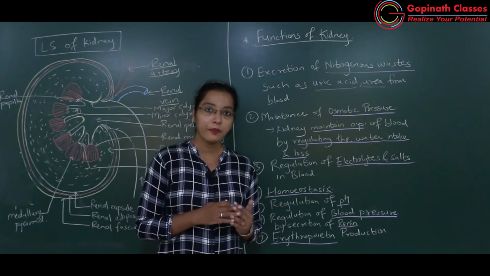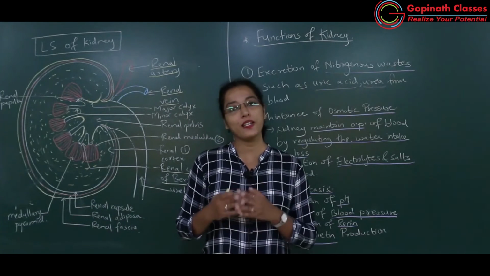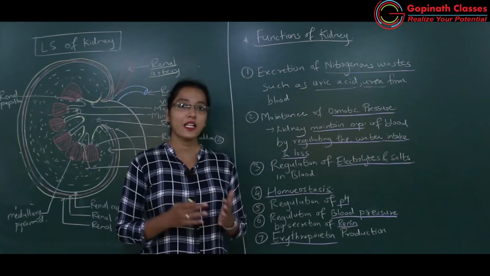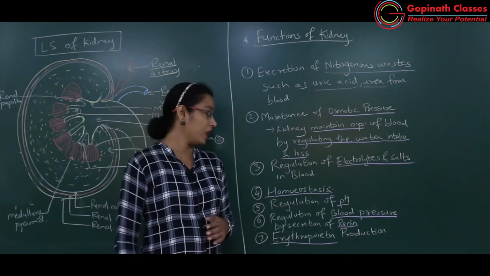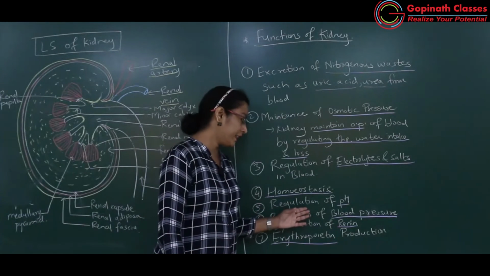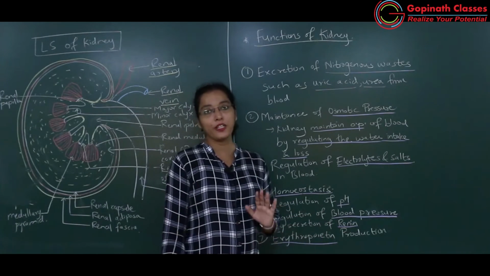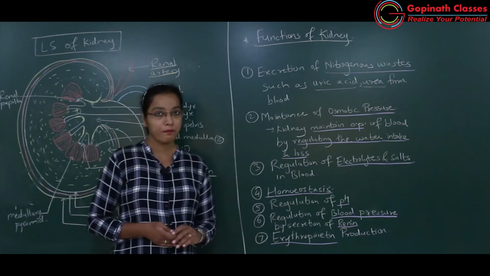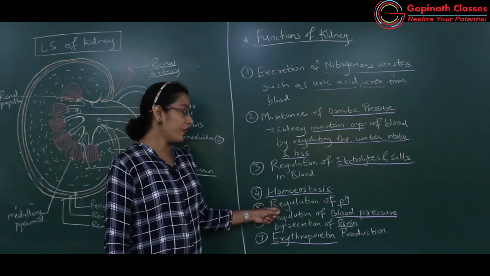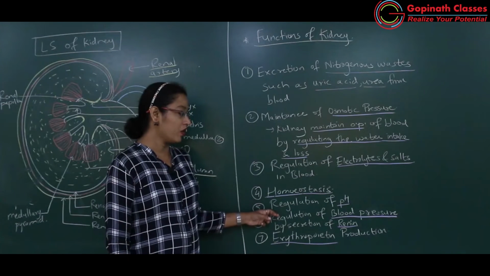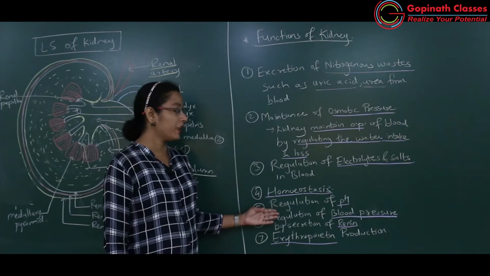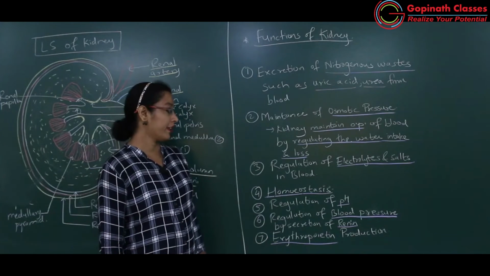अगर ब्लड में एक्सेस एसिड्स या बेसिस हो गए, तो these acids and bases will be removed and eliminated by the kidneys and thus regulating the pH of the blood.